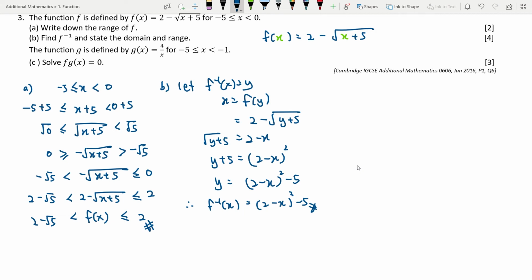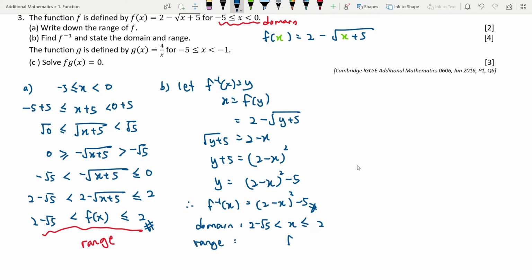Therefore, the inverse function of f is equal to 2 minus x squared minus 5. State the domain and range. For f of x, this is the domain, and this is the range. The domain for f of x will become the range for f inverse, while the range for f will be the domain for f inverse. Therefore, we have domain for x is between 2 minus square root 5 and 2. And for the range, f inverse x is greater or equal to negative 5 and less than 0.